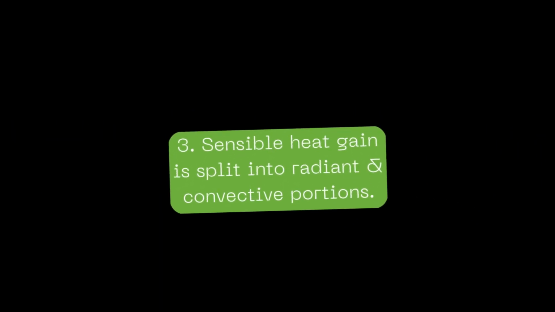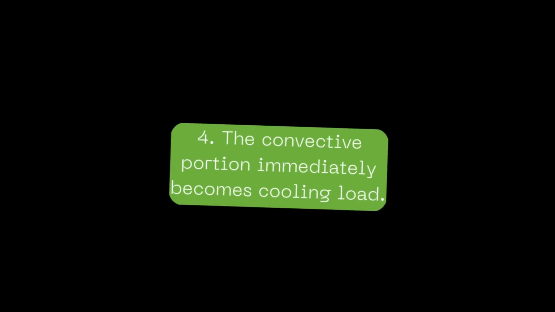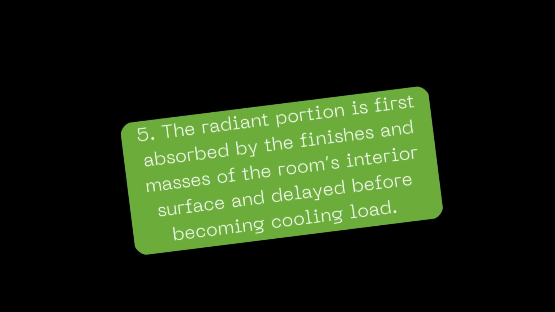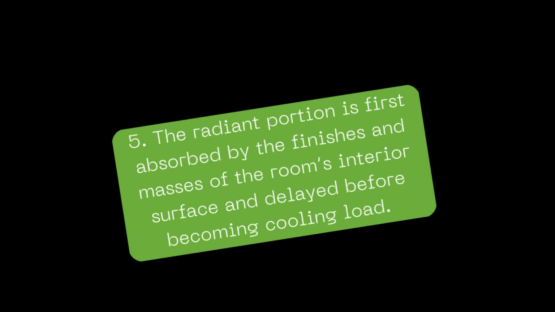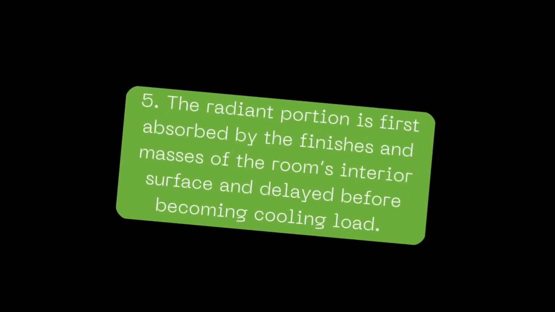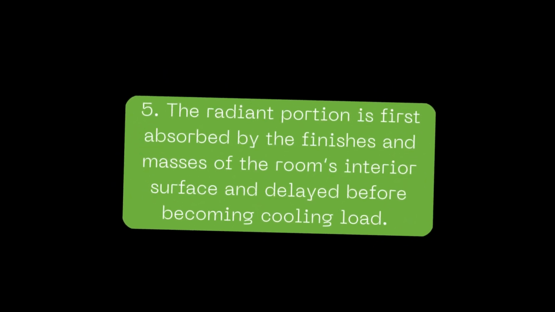Third, we assume that the sensible heat gain is split into radiant and convective portions. Fourth, we assume that the convective part of heat gain immediately becomes cooling load. Finally, we assume that the radiant part is first absorbed by the finishes and masses of interior room surfaces, and it becomes cooling load after it has been transferred by convection from those surfaces to the room air.